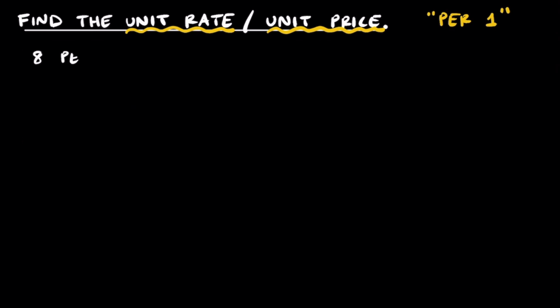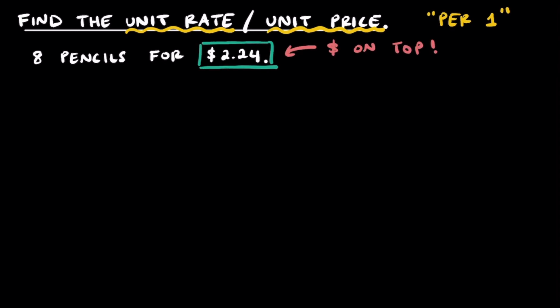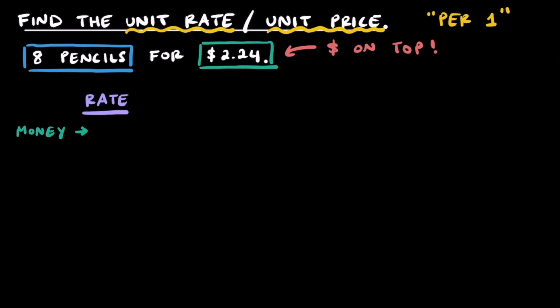Let's try another one. Suppose you buy 8 pencils for $2.24. Just keep in mind when we write rates, we're always going to put money on top since it makes more sense to find the price of one pencil. So for a rate, we'll put money on top, and that's $2.24, and we'll put the number of pencils on bottom, which is going to be 8.